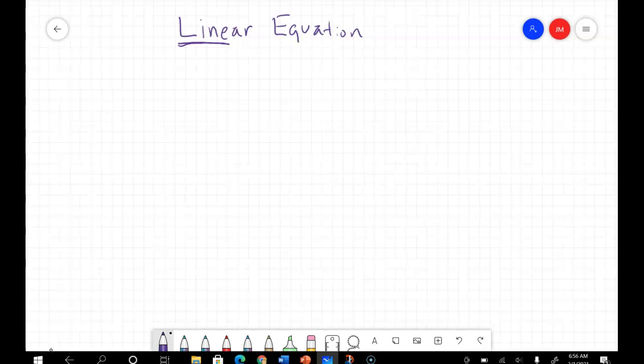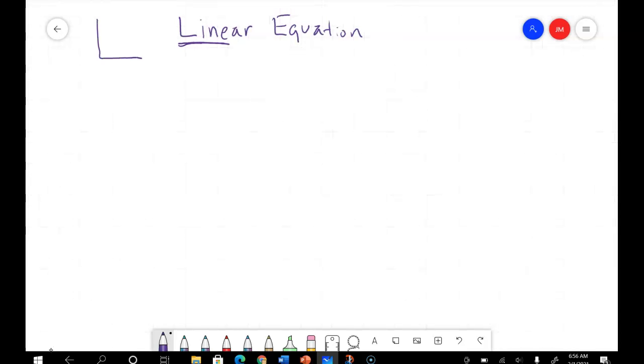Good morning. Today we're going to look at several things about linear equations. A linear equation deals with an equation that can be graphed as a line. So when you are graphing a linear equation using x, y, all that means is it makes a straight line.